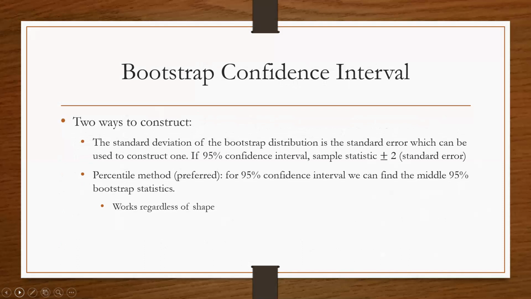So how do you construct a confidence interval? Well, you really have two ways to do that. You could do the standard deviation method, which is going back to just doing the sample statistic plus or minus 2 times the standard error. Or you could do the percentile method if you have it, which is the preferred method. You're basically just using StatKey, entering the 95 in the middle and then finding the other bits. And it works regardless of the shape.